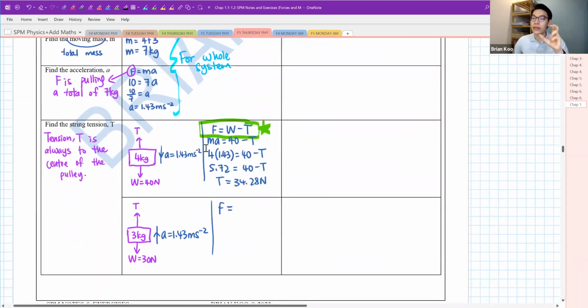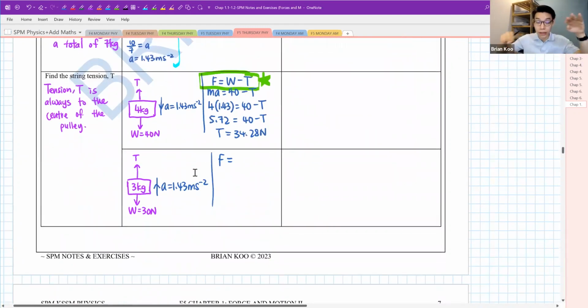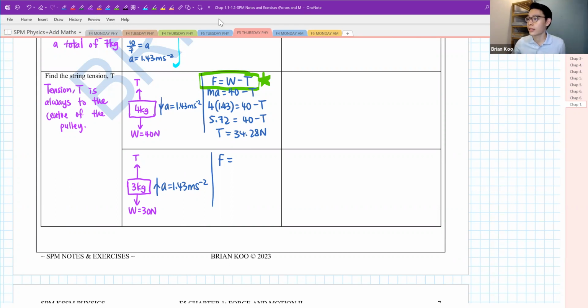So normally we find the acceleration from the whole system, and we find the tension by splitting the question in half. I know the acceleration of the whole thing is moving like that, but if I look at the 3 kg itself, it is indeed moving at 1.43 also. So F is actually T minus W. I hope you can get this. This is the most important step.